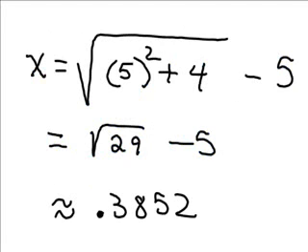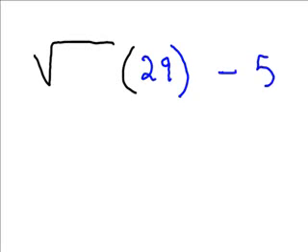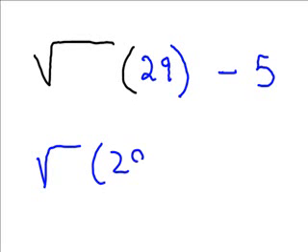Now, just a word about your calculator. When you push the square root button on your calculator, you should see something like this. And so what you want to make sure you're doing in this case, if you're taking the square root of 29, is to close that parenthesis, and then subtract out that 5. If you don't do that, it's going to instead give you the square root of 29 minus 5. In other words, it'll give you the square root of 24, which is not what you want. So you want to make sure you close that parenthesis before you subtract out the 5.